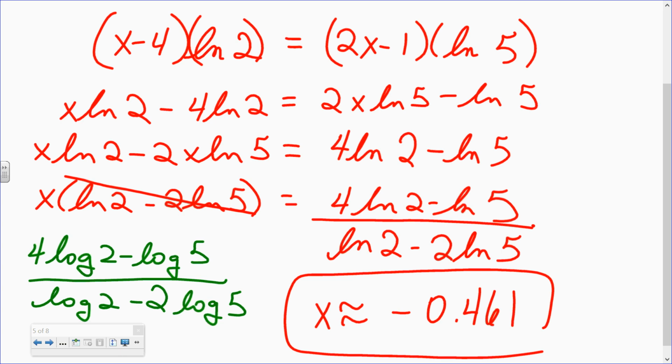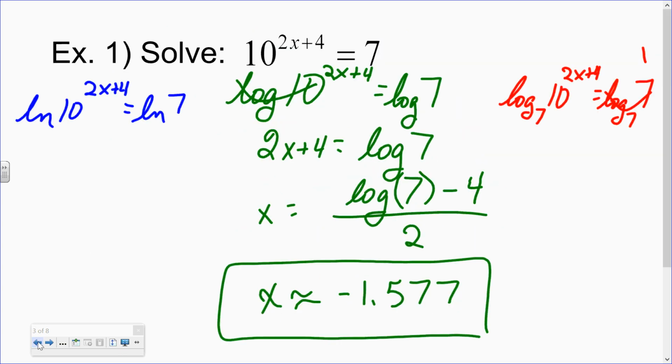You had to mess with that box for the base all 4 times, either skipping over it or putting a 10 in there. They didn't even have a box come up at all when they did natural log. So if everything else is equal, you may want to do natural log instead of common log. Let me go back. We've got one more problem that we'll do here in a moment. Let me just go back to this one very briefly.